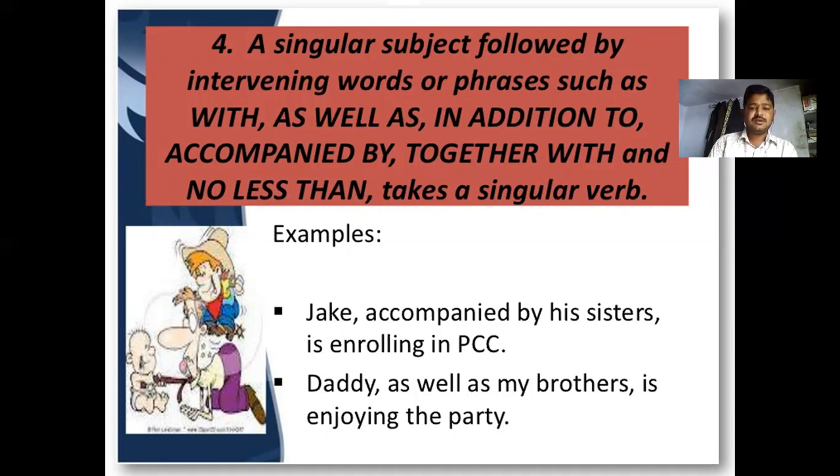For example, Jack accompanied by his sisters is enrolling in PCC. Accompanied by his sisters: sisters are plural, but we are not taking it as the subject. Why? Because Jack is singular. We are giving priority to Jack only.